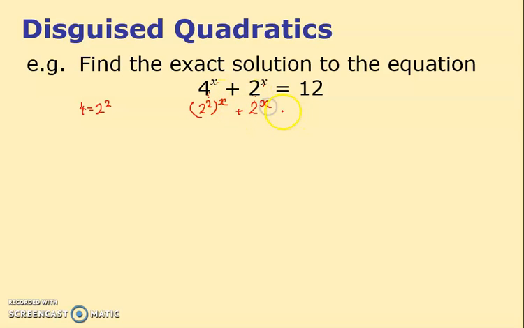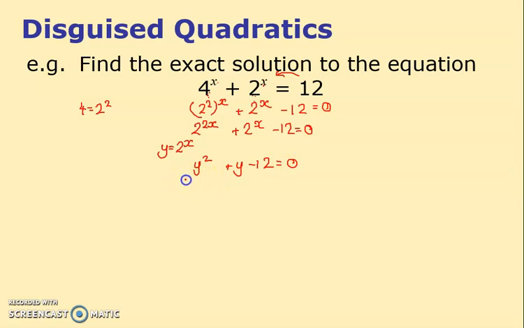Plus 2 to the x. I'm going to move the 12 over. I know I'm going to need it over there. Equals 0. And why is that useful? Because really that's 2 to the 2x plus 2 to the x minus 12 equals 0. So set it equal to the middle one again. y equals 2 to the x. Therefore this is y squared plus y minus 12.